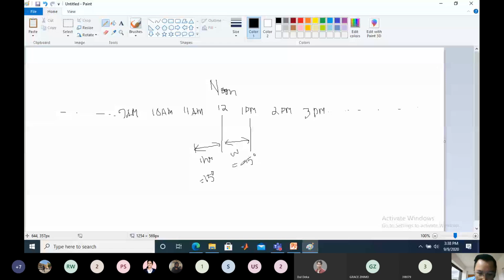Now, have a look at from 12 to 1 p.m. You'll find that there is a difference of 1 hour, and that 1 hour can be converted as 15 degree. But what will be the sign? It will be negative. In the case of AM, it will be positive.